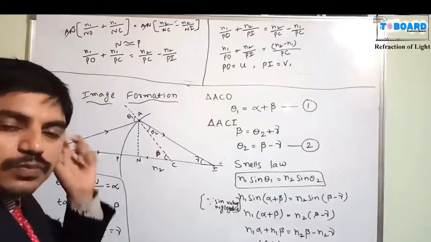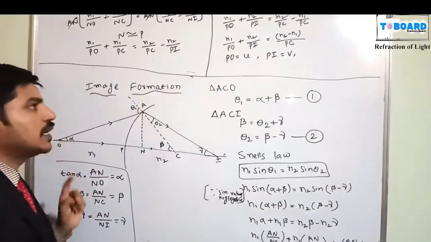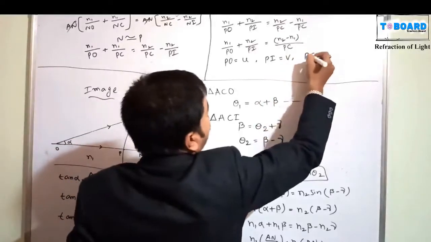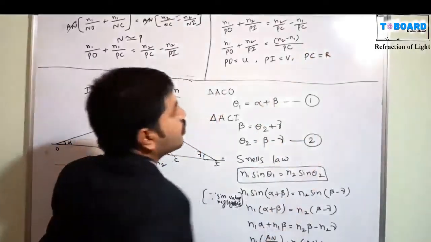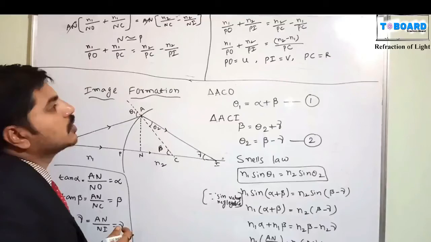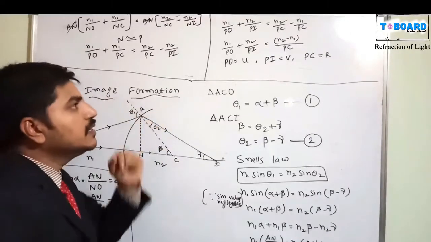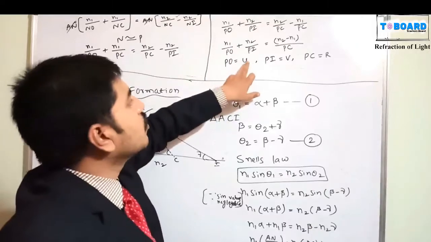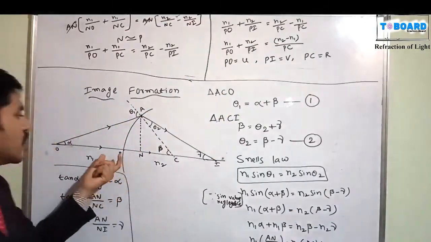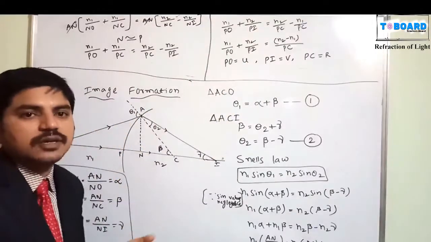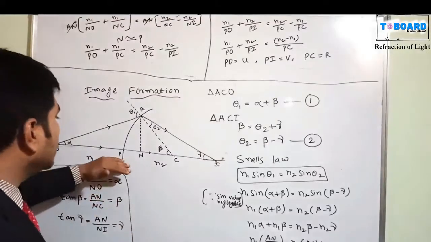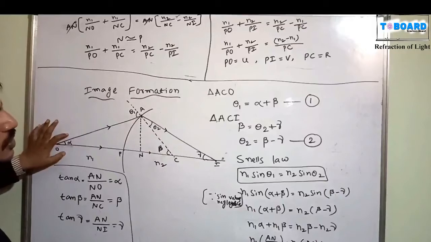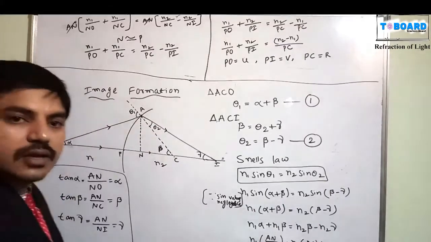The distance from the pole to the center of curvature is called the radius of curvature, so PC equals R. I'm going to substitute all the values in the above equation. Here U is the object distance. According to the first lesson, there are sign convention conditions: the incident ray direction is positive, and all the remaining directions are negative.